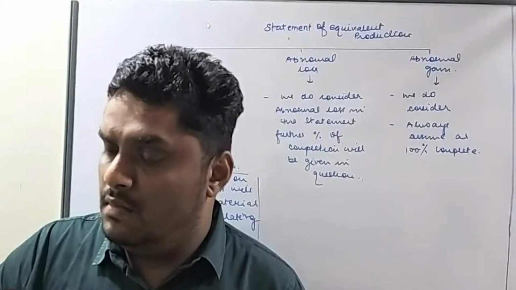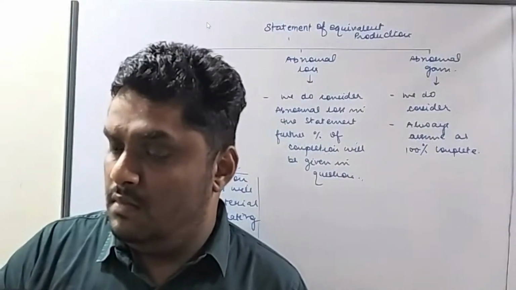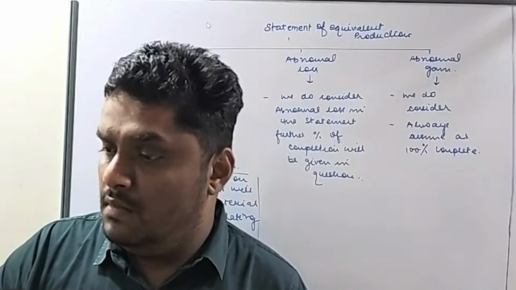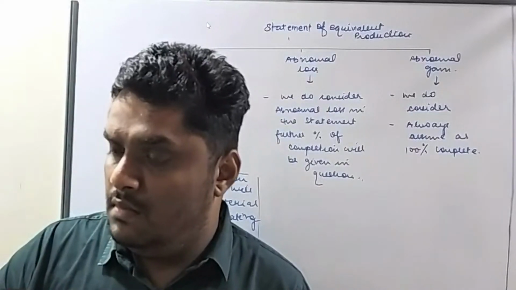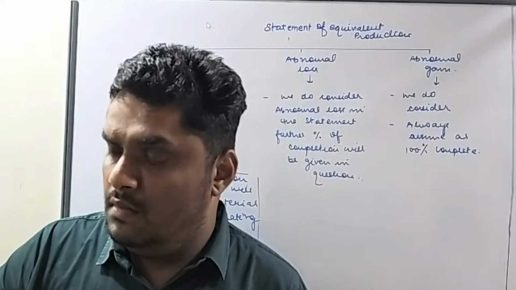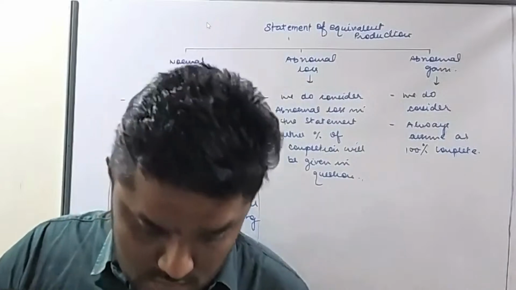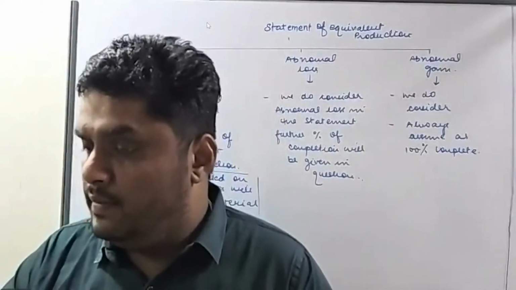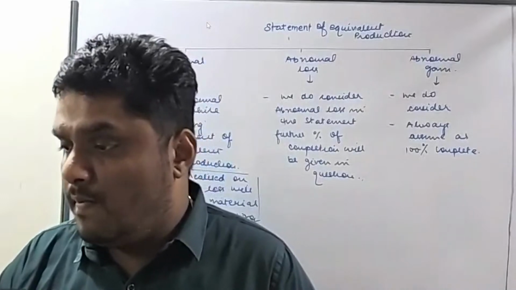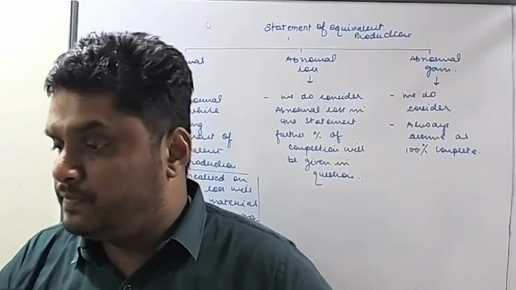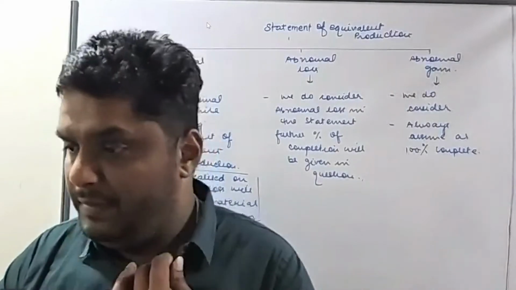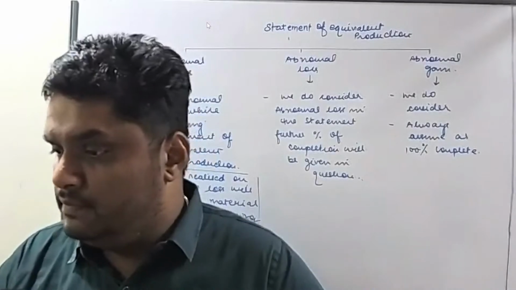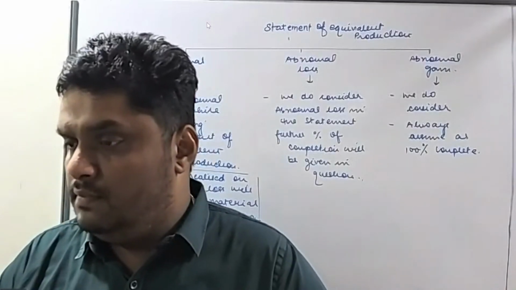And when there is abnormal gain, the process account under which the abnormal gain arises is debited with the abnormal gain and credited to the abnormal gain account. You will be opening an abnormal gain account as well, and it will be closed. Whatever will be the balance of abnormal gain, that will be transferred to Costing P&L. So you have to be very careful about the treatment of these three things.